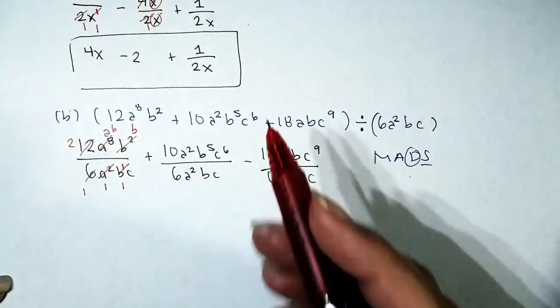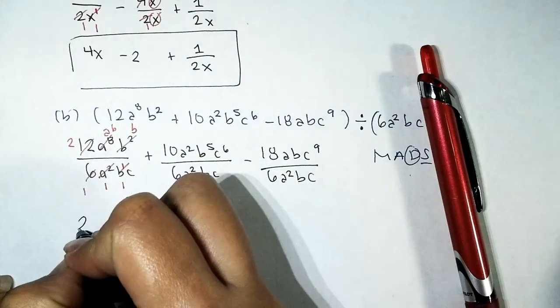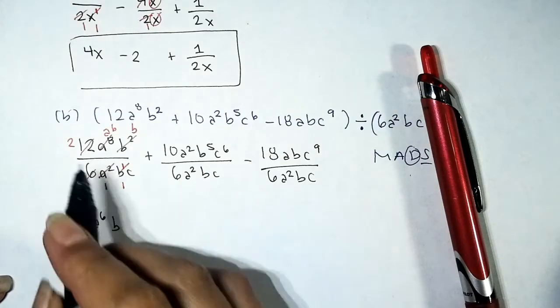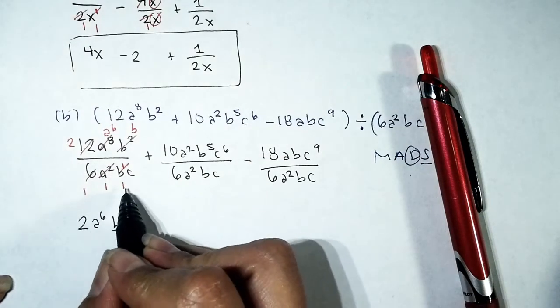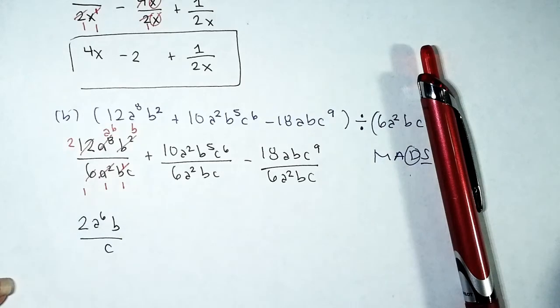There's no other c. So let me go ahead and write down what we have. In the numerator, we have 2 times a to the 6 times b. In the denominator, we have 1, 1, 1 times c, so that's all over c. Okay, one mini problem down, 2 more to go.